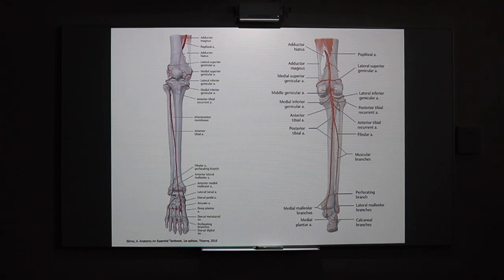while the posterior tibial on the back of the leg is going to give the peroneal artery or the fibular artery. Itself it is going to go straight down, and at the ankle joint it is going to divide into medial and the lateral plantar arteries, which are going to supply the medial and lateral aspect of the foot.